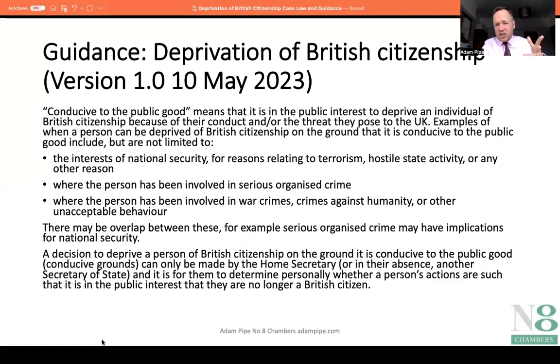I was approached the other day, actually, at a seminar I was doing, and somebody asked me, when would the Secretary of State take decisions on conducive to the public good grounds? And they give some examples. They're non-exhaustive examples, and they refer to the interests of national security, terrorism, hostile state activity, or any other reason, serious organized crime, war crimes, crimes against humanity, and obviously these may overlap. So that's the sort of stuff they're looking to in relation to decisions under Section 42.